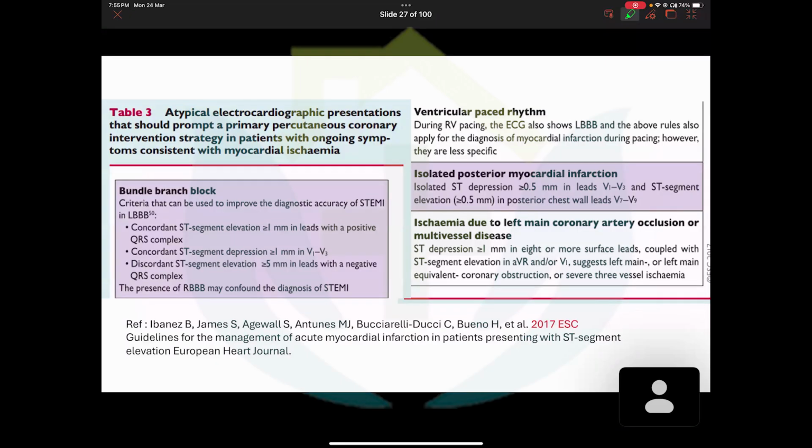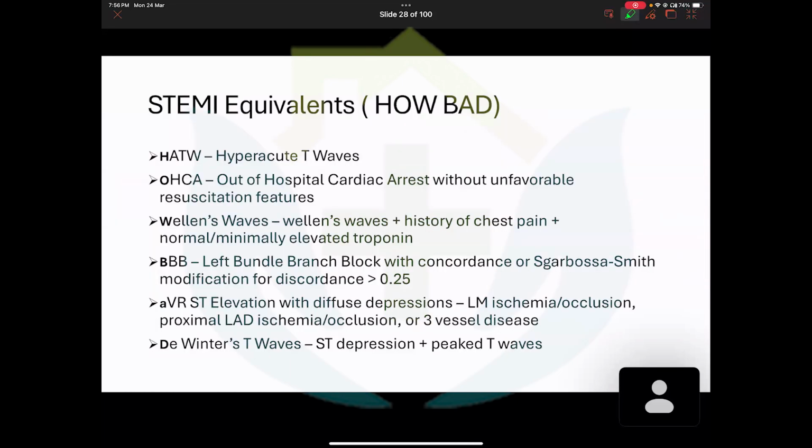These are the atypical electrocardiographic presentations. If there is a bundle branch block, then you can't diagnose STEMI on the basis of the previous criteria. There needs to be an ST segment elevation of more than 1 mm in leads with a positive QRS complex, discordant ST segment elevation of more than 5 mm in leads with a negative QRS complex, and concordant ST segment depression of more than 1 mm in leads V1 to V3. This will not be asked in your EDIC exam, so I think you can skip this part.